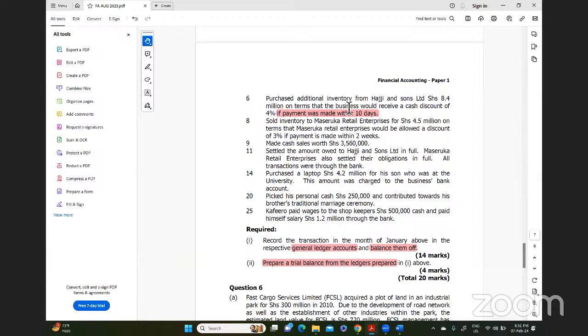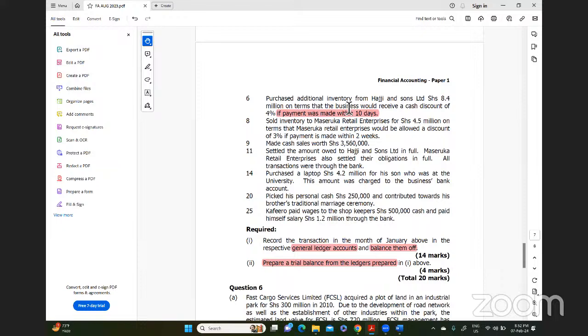Yes. 20th. He picked his personal cash, shillings 250,000, and contributed towards his brother's traditional marriage ceremony. What do we debit and what do we credit? Okay, no problem. We are leaving this one out, because of the business entity concept. His personal cash is his, not the business.